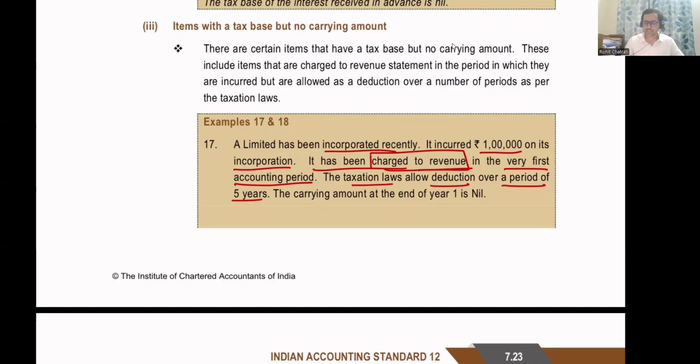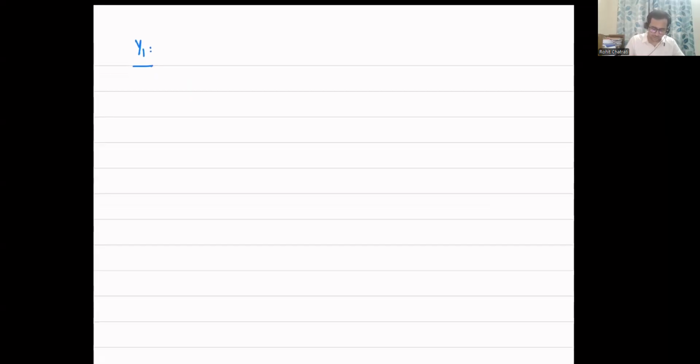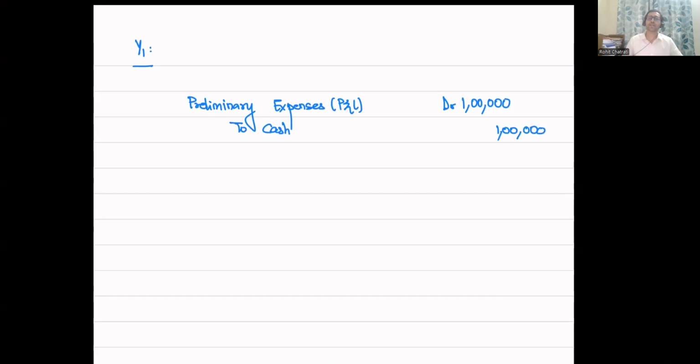All right, let's see the deferred tax implication in this particular example. Let's start with journal entries. You might get irritated that I'm showing you the journal entries, but it's worth understanding it via the journal entries. All right, let us say in year one, for accounting books, I am going to record preliminary expenses as an expense in the P&L. Preliminary expenses, which is an item in the P&L, debit of 1 lakh rupees and credit cash of rupees 1 lakh. All right, so this is the journal entry that's going to be in the books of accounts.